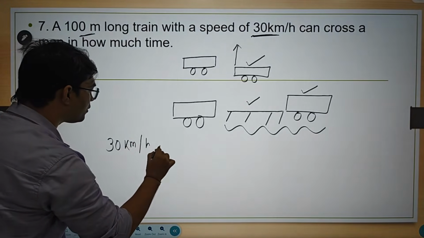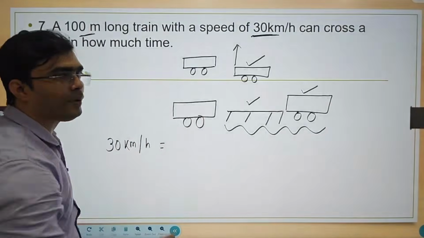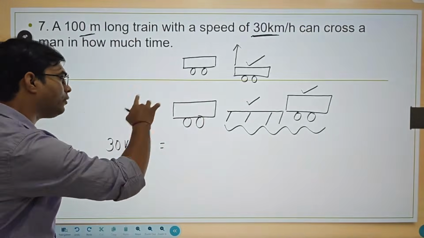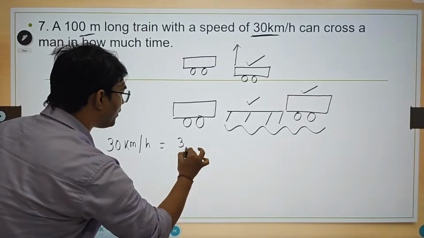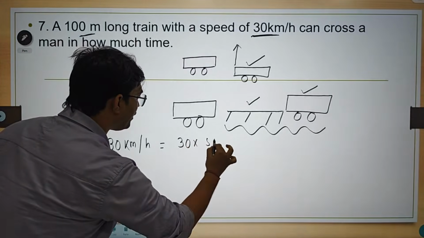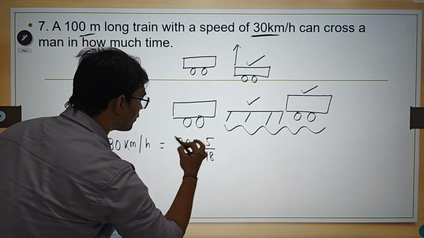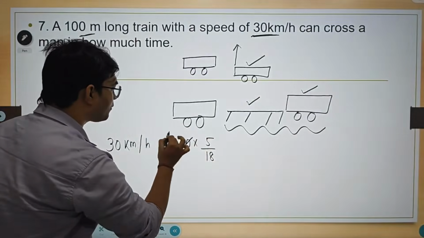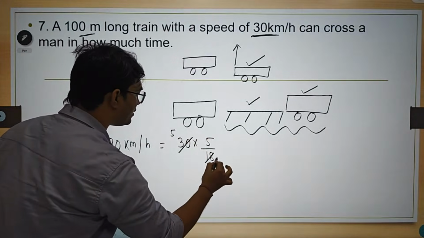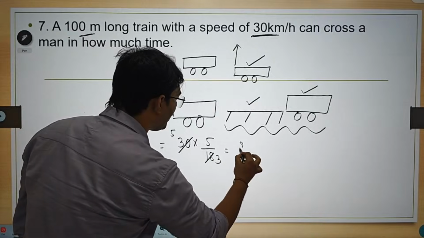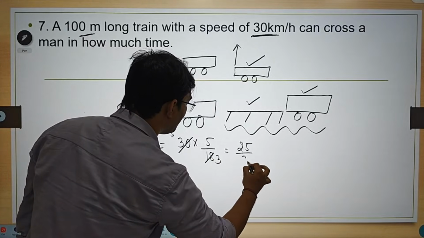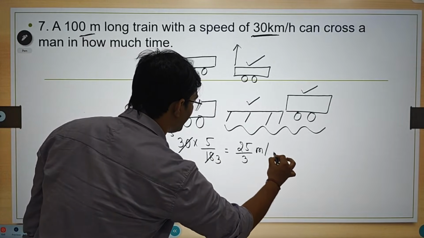How will you do this? Kilometer to meter, which value? We are changing into a smaller unit, so multiply by 5 by 18. What is the answer? 6 fives are 30, 6 threes are 18. So this is 25 by 3 meters per second. This is the speed of the train.